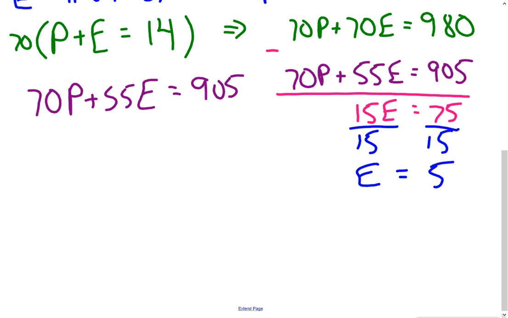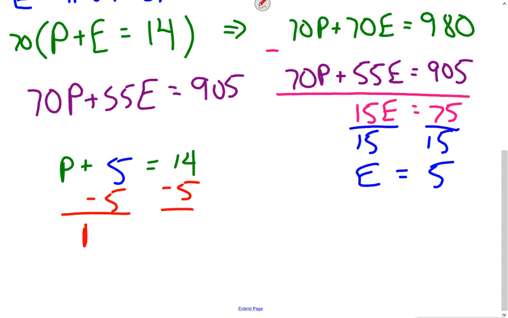Now I need to figure out what P is. So I'm going to take that, I'm going to plug it into the equation that I think would be easier to work with, which would be the original green one. And I'm going to go with P plus 5 equals 14. I'll solve this little equation by subtracting 5 from both sides. And I just figured out that P equals 9.